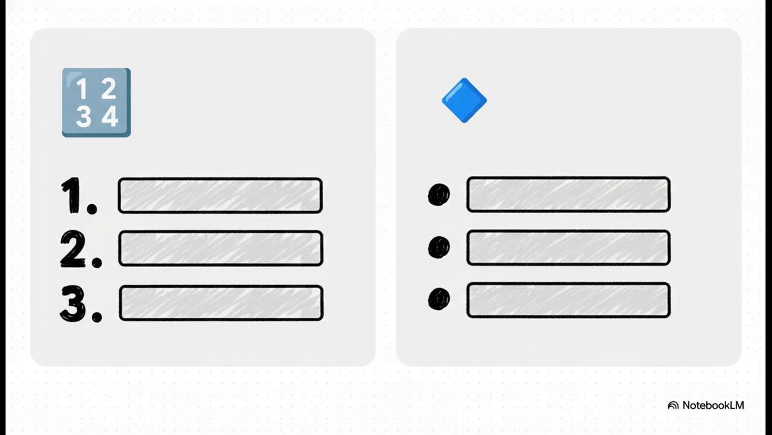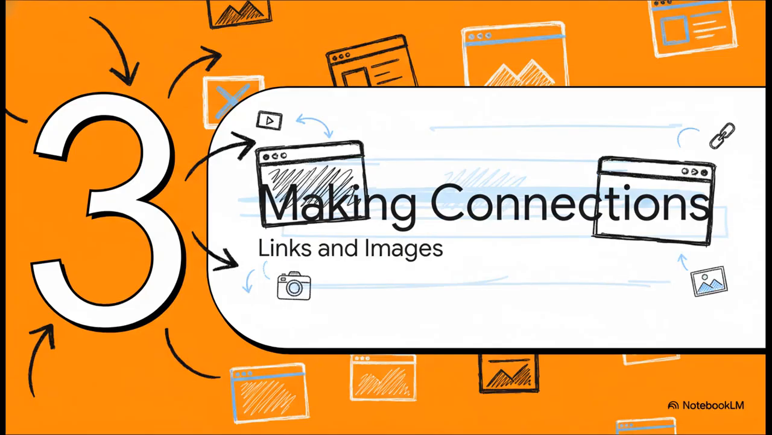If the order doesn't matter and you just want bullet points, you use an unordered list, UL. The browser handles all the numbering and bullet points for you. So we've got our text all structured, but let's be real, a web page is more than just organized text.